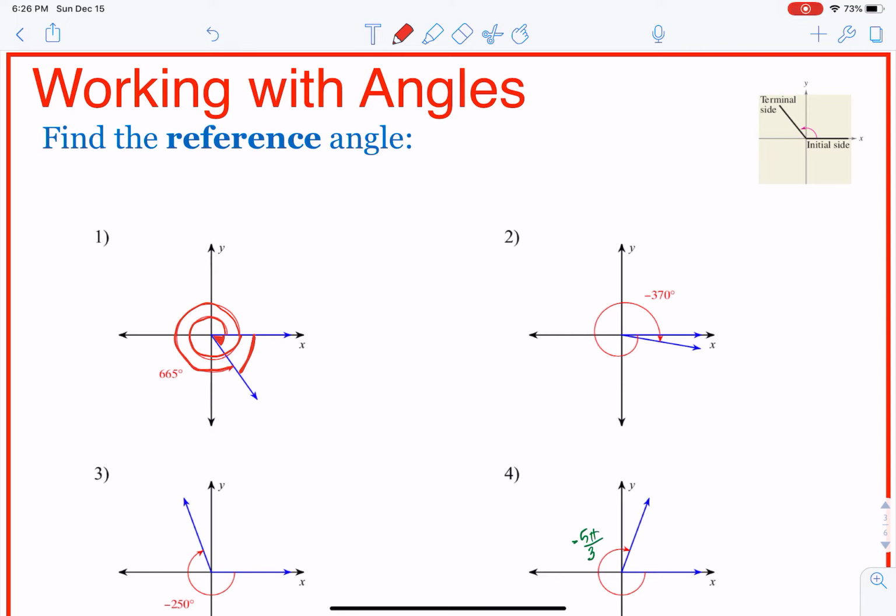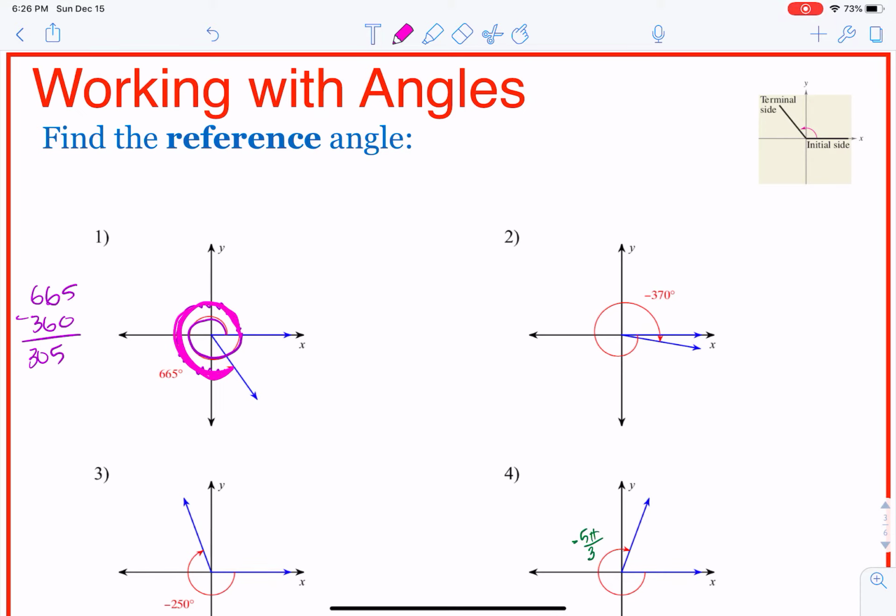Let's get another color. I can see here that I am going around 360 degrees, and then here I'm going around a certain amount so that I can get to 665 degrees. So I can say, what is 665 minus 360? That will give me 305 degrees. So the angle I'm talking about, just from here to here, is 305 degrees.